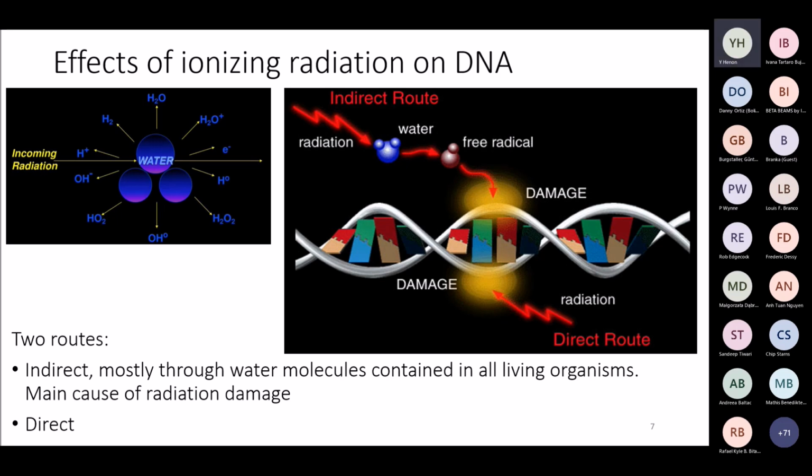All living organisms contain water, a lot of water, and the chances are that the radiation is going to hit a molecule of water before it hits a molecule of DNA. And it happens that the effects of radiation on water will lead to a number of radicals, so again, very reactive species. And it is these radicals that have the most effect on the DNA molecule. So again, the main effects come through indirect effects of radiation.